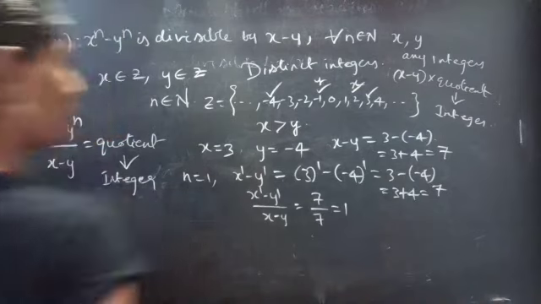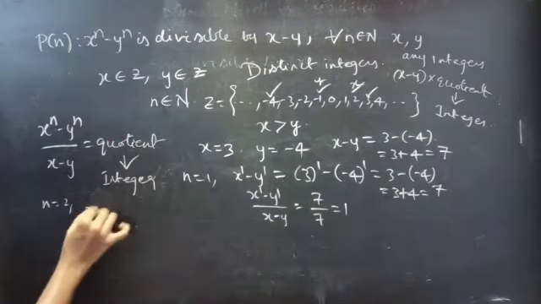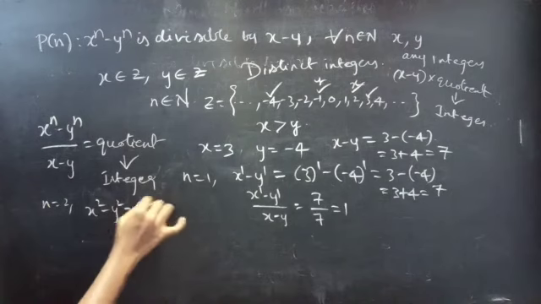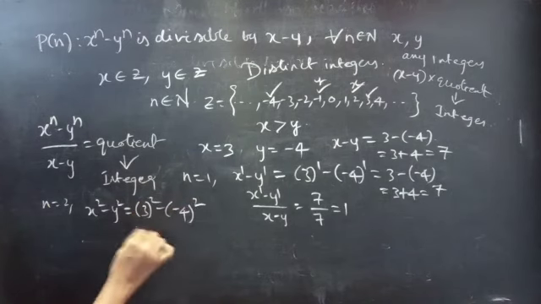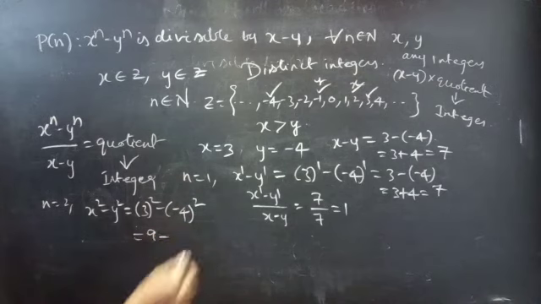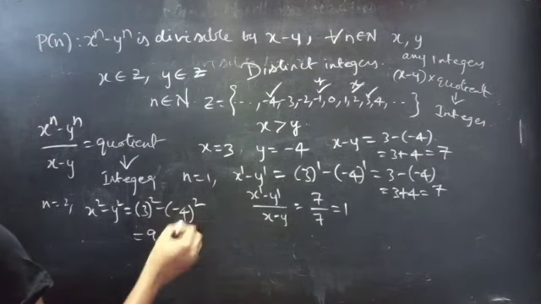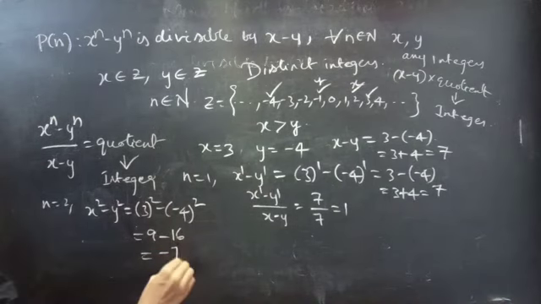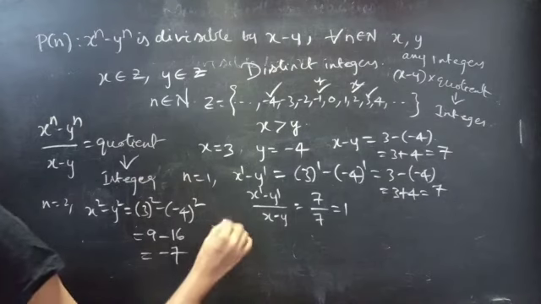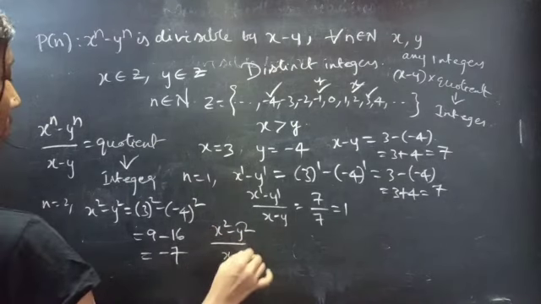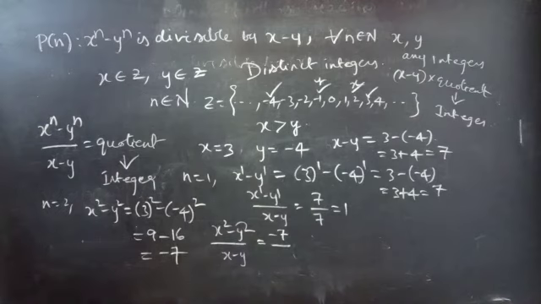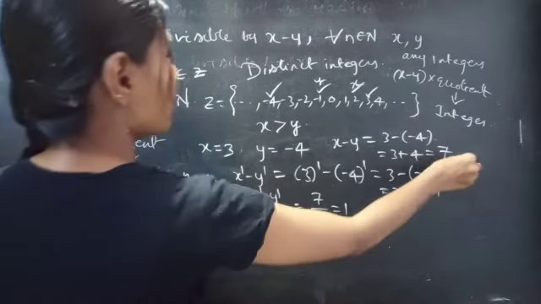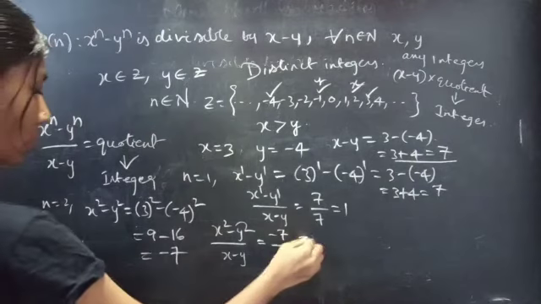So from this we get (x^1 minus y^1) by (x minus y) equals 7 by 7 equals 1. When n equals 2, x square minus y square equals 3 square minus (minus 4) square, which is 9 minus 16, that is minus 7. And (x square minus y square) by (x minus y) gives minus 7 by 7, which equals minus 1.